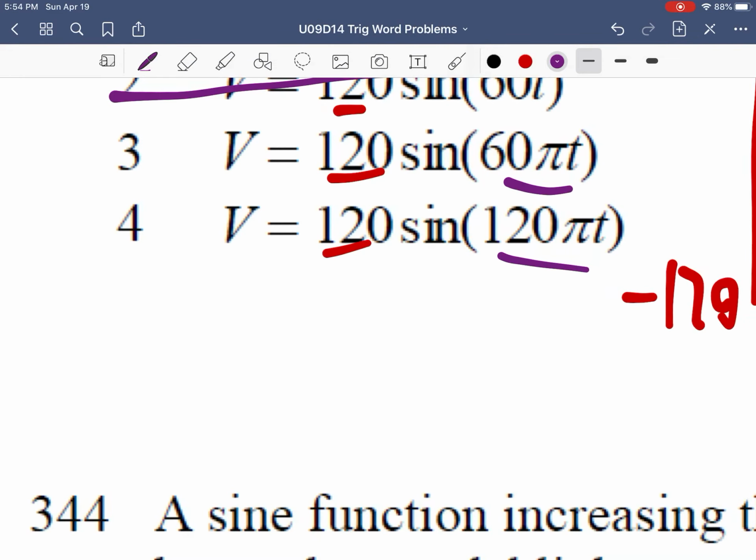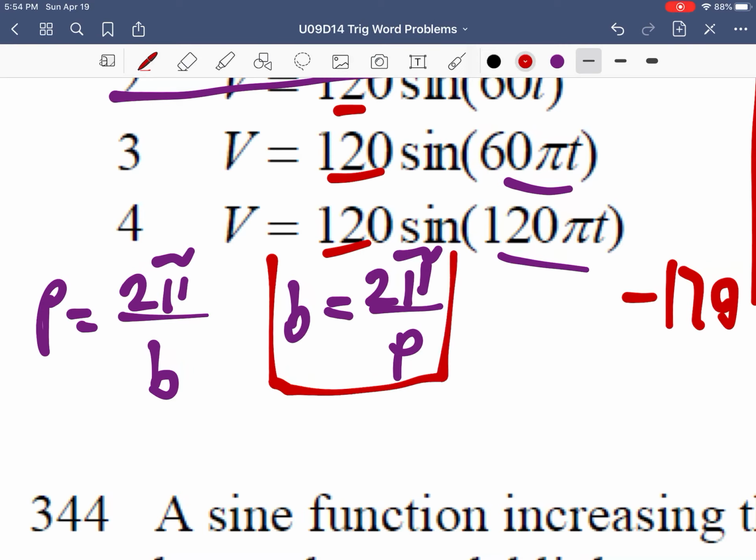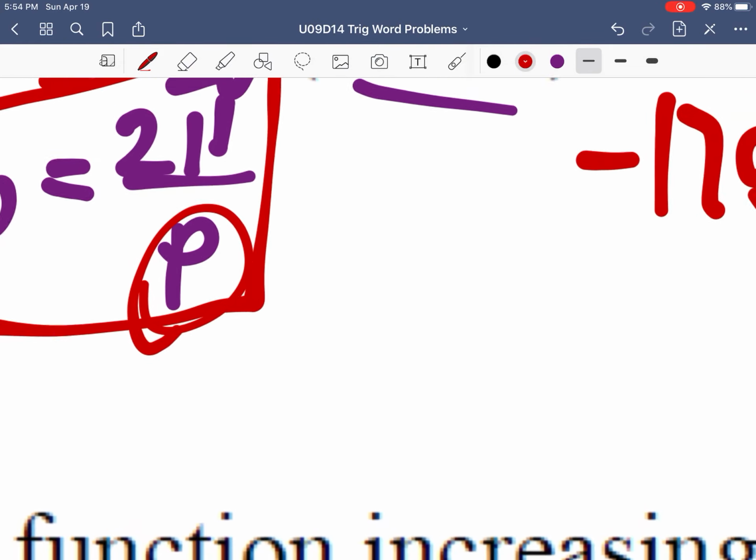So let's use the formula here. So there are two formulas we know. That is, the period is equal to 2 pi divided by the frequency, which is b, and the frequency is equal to 2 pi divided by the period. So either of these formulas would be usable based on what we need. Now in this case, we're going to need our frequency. So the period, as we saw, was equal to 1/60th. So we're just going to plug that in for our p-value and then solve.